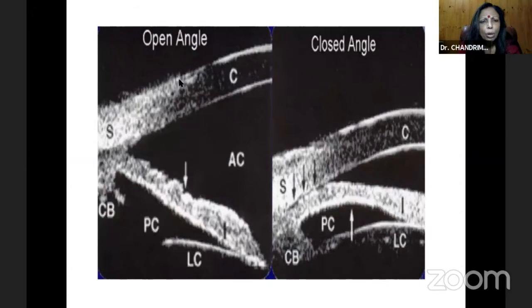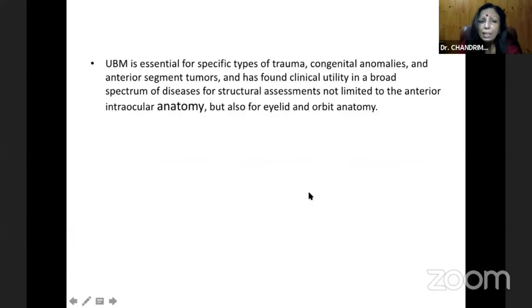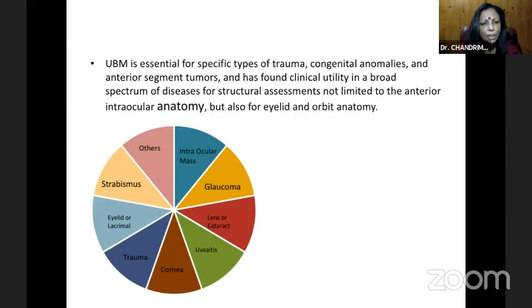So we come to the open angle, which is fine, we see everything. Then we come to the closed angle. This is a closed angle which is seen on the UBM. So UBM is essential for specific types of trauma, congenital anomalies, and anterior segment tumors, and has found clinical utility in a broad spectrum of diseases for structural assessments, not limited to the anterior intraocular anatomy, but also for eyelid and orbit anatomy. So these are the uses of the UBM apart from glaucoma.